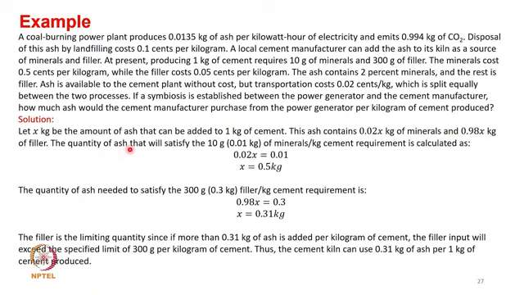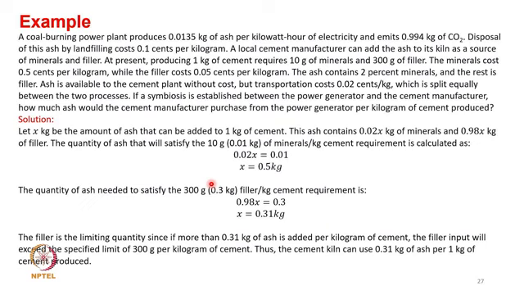The quantity of the ash that will satisfy 10 gram of the minerals per kilogram of cement could be computed as 0.02 x is equal to 10 gram, which is 0.01 kilogram. Thereby we can recompute x, which is 0.5 kilogram.